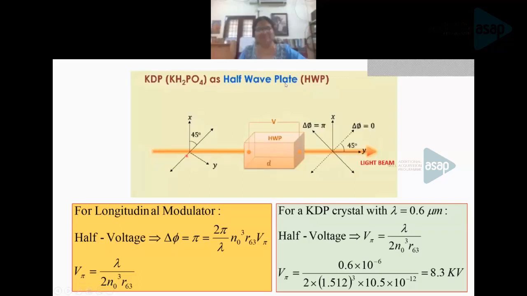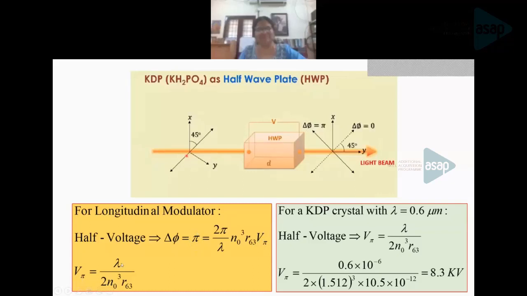Okay, so you can substitute directly here delta phi. This is the induced phase difference, which is equal to 2 pi by lambda thus. And when this is equal to pi, you will get the half voltage for this linear electro-optic modulator. So from this you can find out what voltage you have to apply in order to get a phase difference of pi.